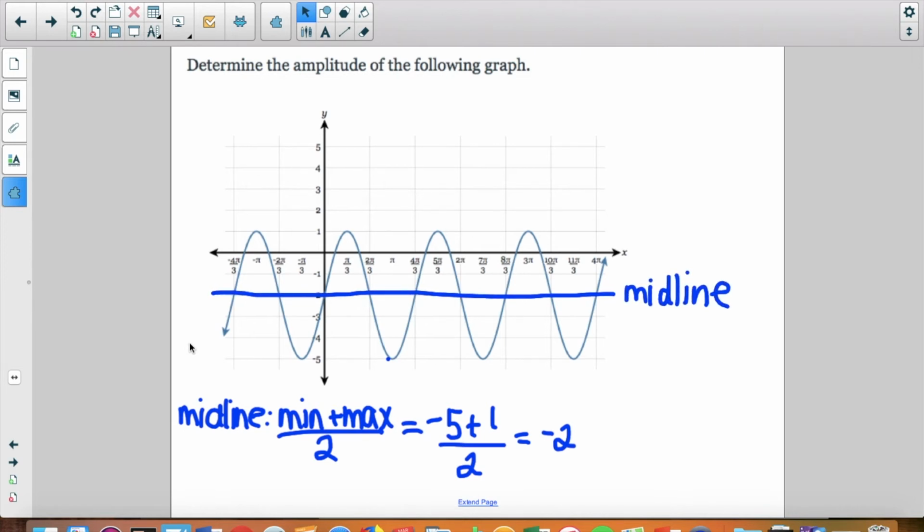So to find the amplitude, we have to find the distance between the midline and either a maximum or minimum point. So here is our maximum point. From the midline to that point, it is 1, 2, 3 spaces up. So that tells us that our amplitude is 3.